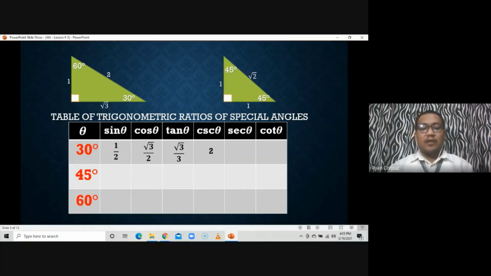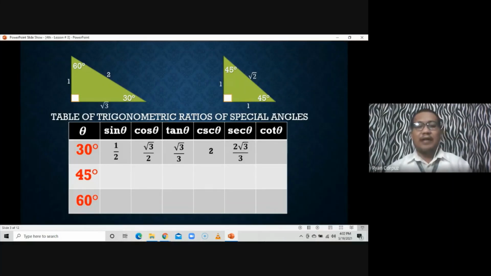So, that's why we still have to do rationalization by multiplying both numerator and denominator by square root of 3. So, magiging denominator niya ngayon ay 3 because square root of 3 times square root of 3 is square root of 9 and square root of 9 is 3. Then, on the numerator part, that would be 2 times square root of 3. That would be 2 square root of 3. So, magiging secant 30 degrees is equivalent to 2 square root of 3 over 3.